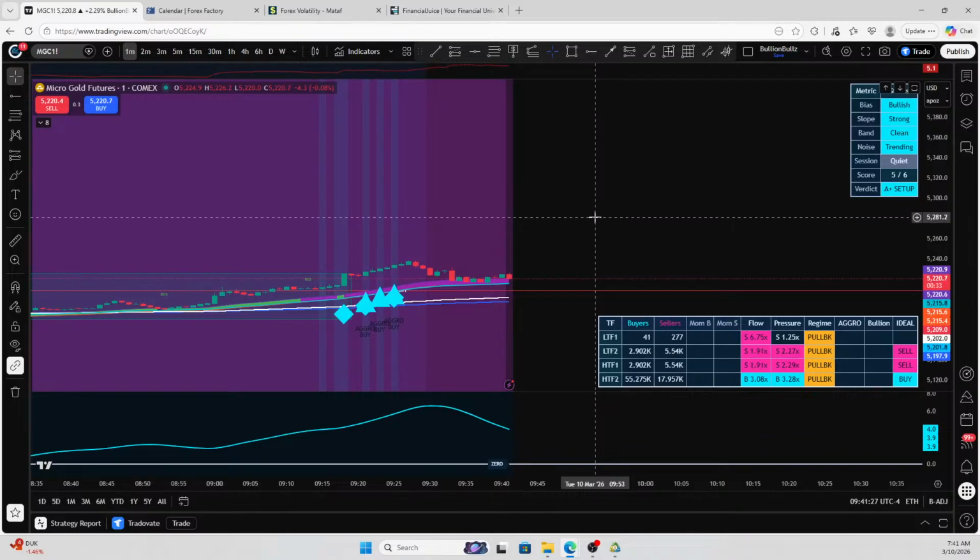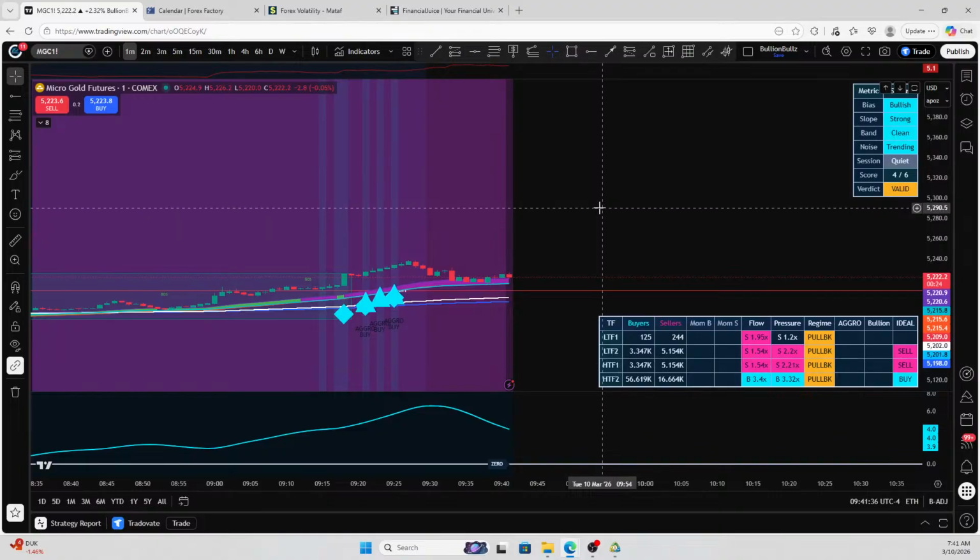If ATR is decreasing, you need to start increasing your position size because you need more contracts for the same amount of profits, right? When it's going up, you need fewer contracts for the same amount of profits. When it's going down, you need more contracts for the same amount of profits.